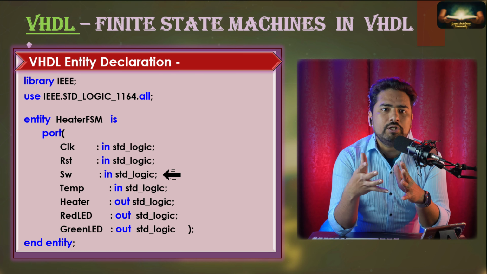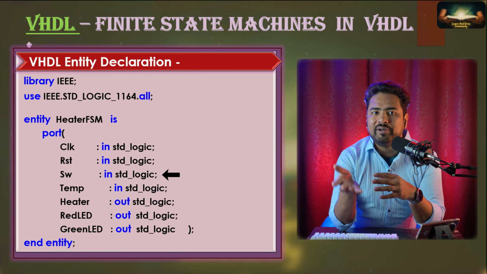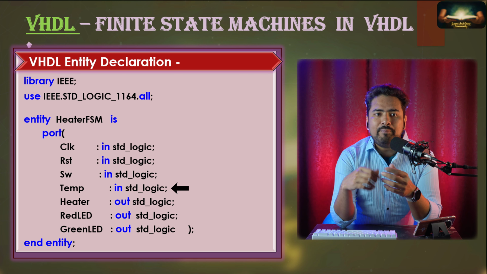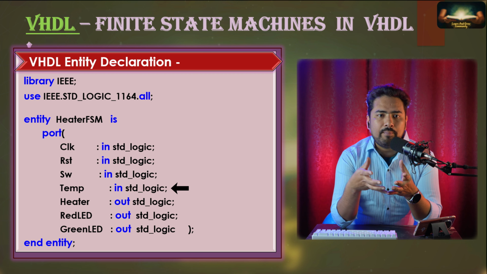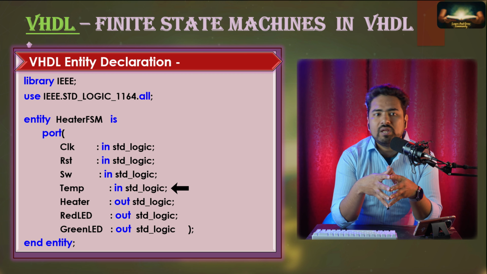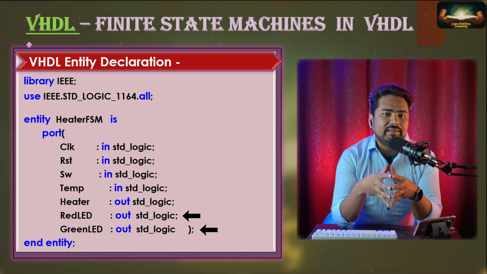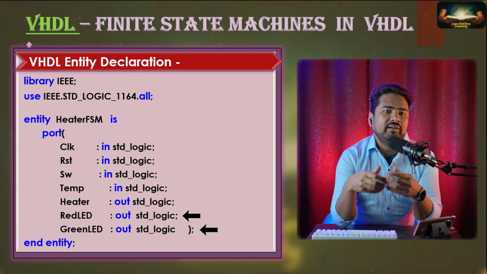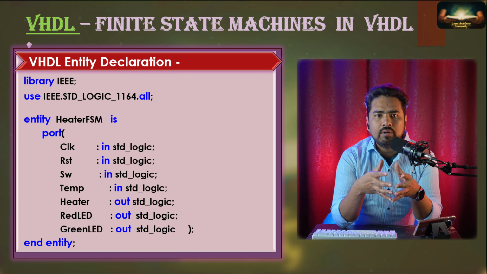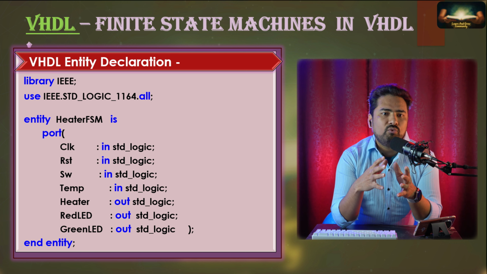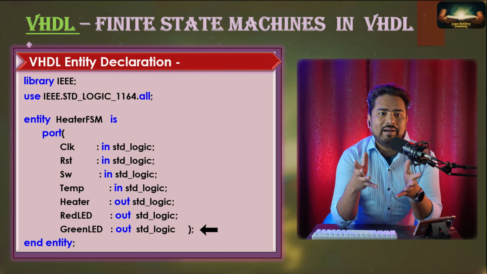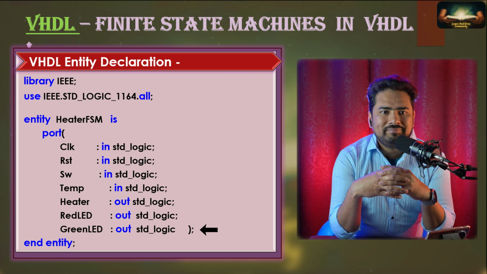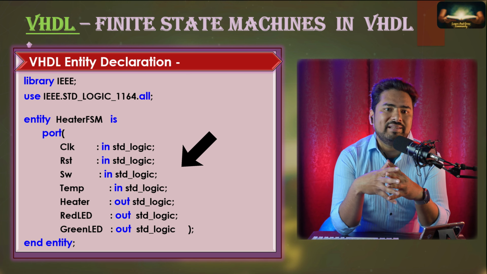We have a switch input to turn on or off your heater, and a temperature sensor to detect your current temperature so that if it is matched, we can change our state. And we have indicator LEDs like a red LED and a green LED as outputs. Let me explain what they indicate: the red LED means the heater is on, and the green LED means you are at the ready state, or the heater is ready. So this is our entity section.